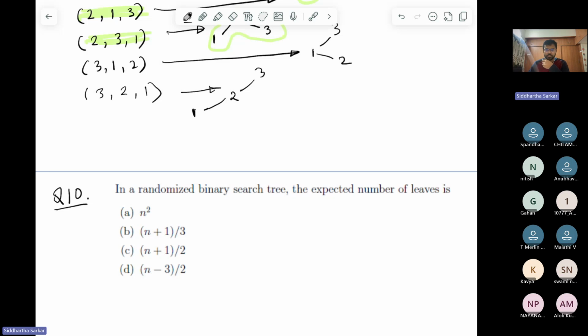So I hope that you had a chance to think about it. So what do you think? Why option B?